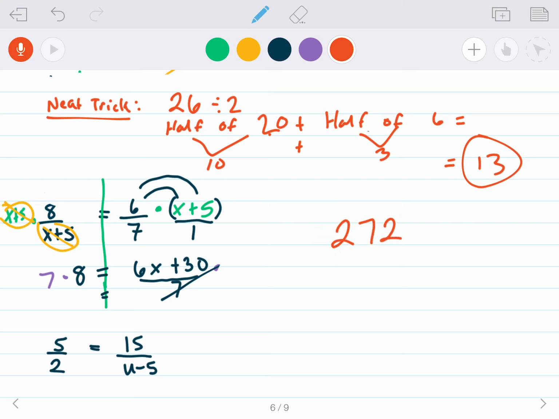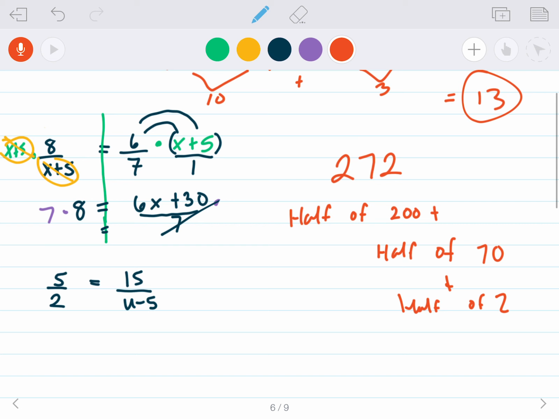272. So half of 200 plus half of 70, or just half of 72, it doesn't matter, plus half of 2. So half of 200 is 100. Half of 70 is 35. Half of 2 is 1. So 135, 136. That's how you do it.